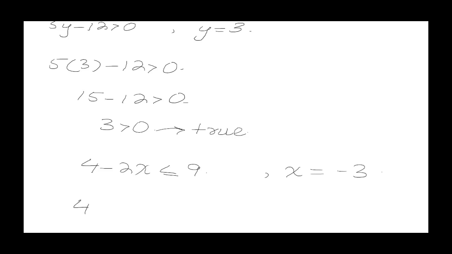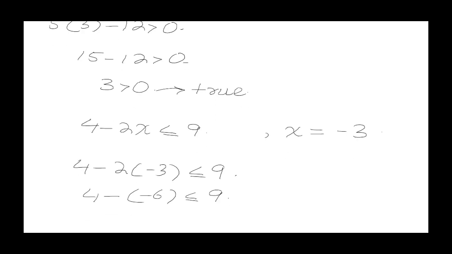So we can write 4 minus 2 bracket minus 3 is less than equal to 9. So 3 2s are 6. So 4 minus bracket minus 6 is less than equal to 9. Okay, so minus minus make a plus. So we can say 4 plus 6. So that is 10. So 10 is less than equal to 9. Is this true? This is not true. So we can say that this is false. The correct value of x is not negative 3.